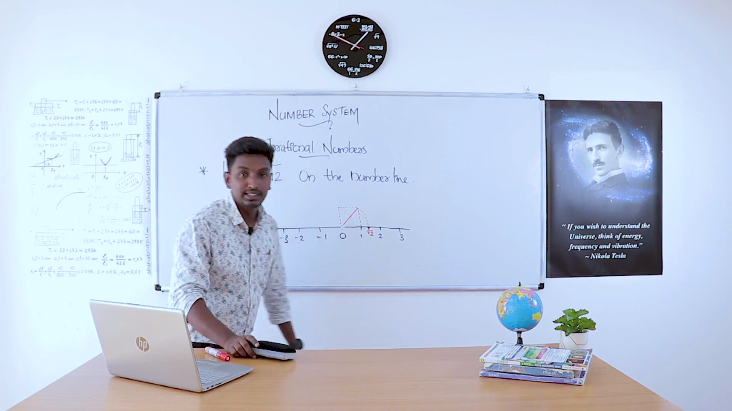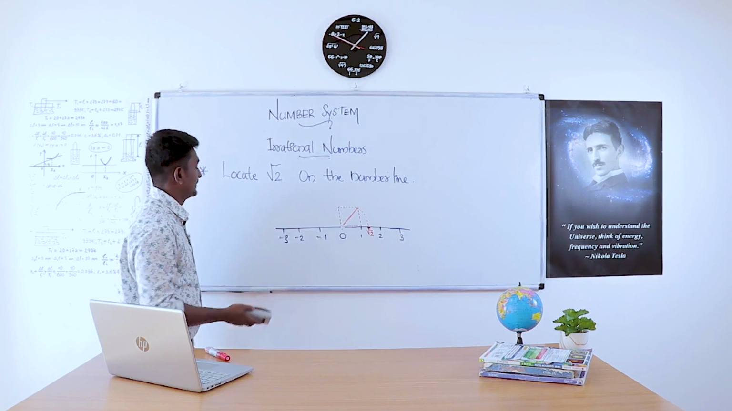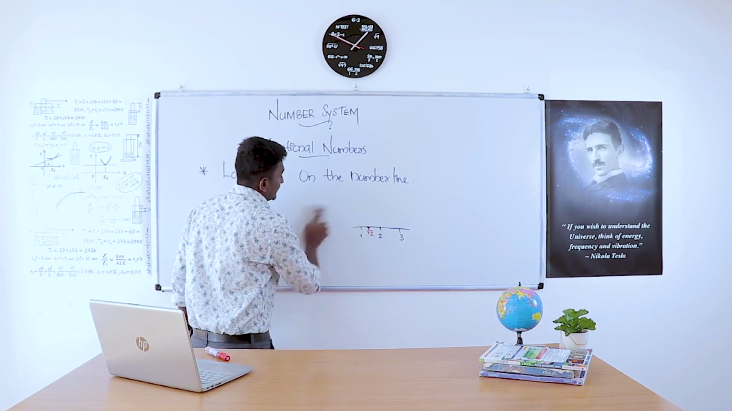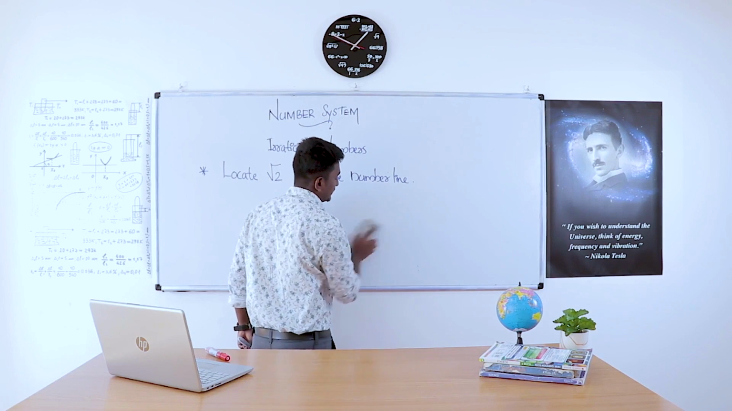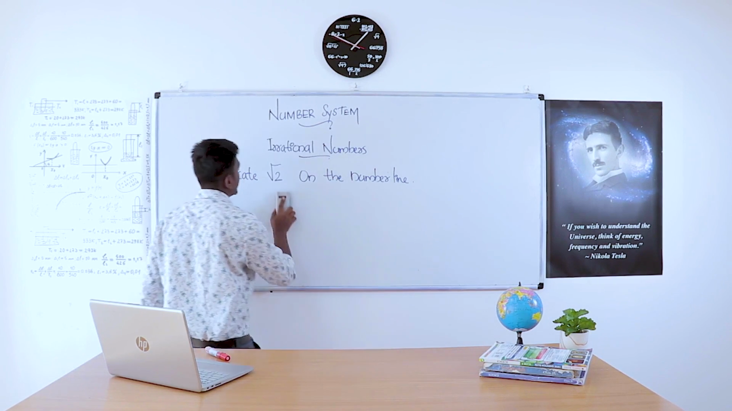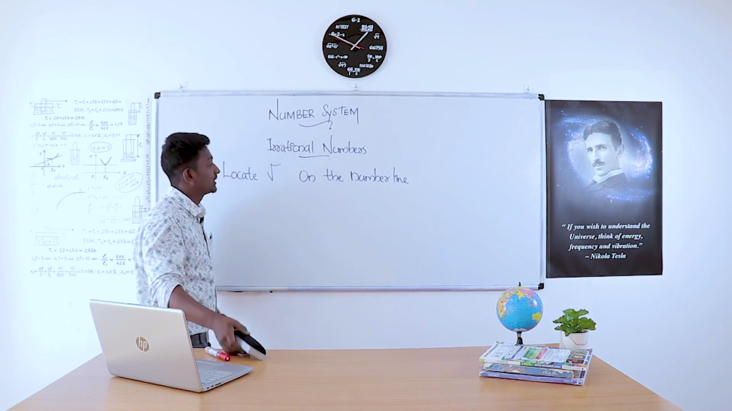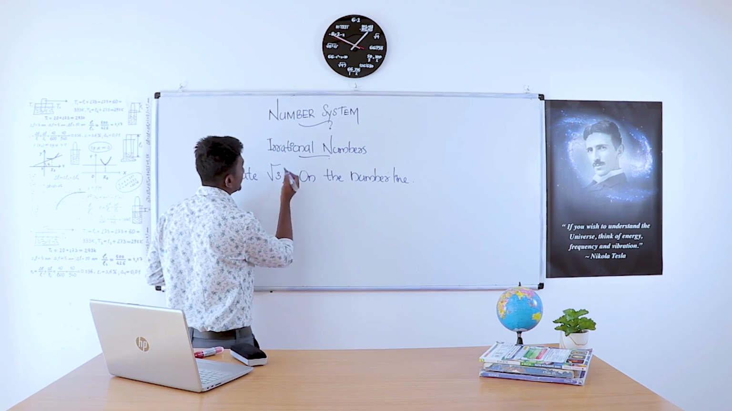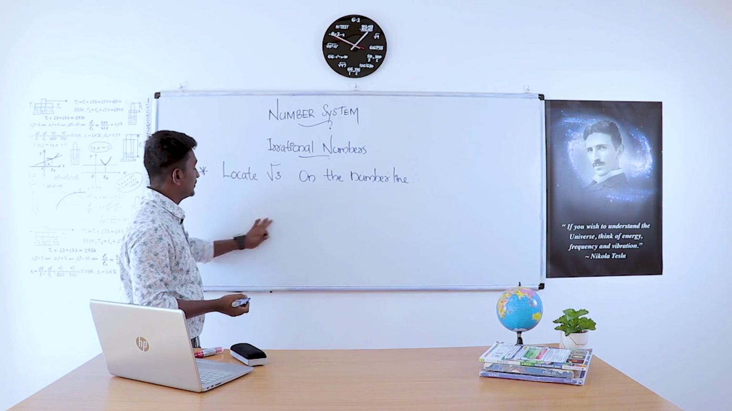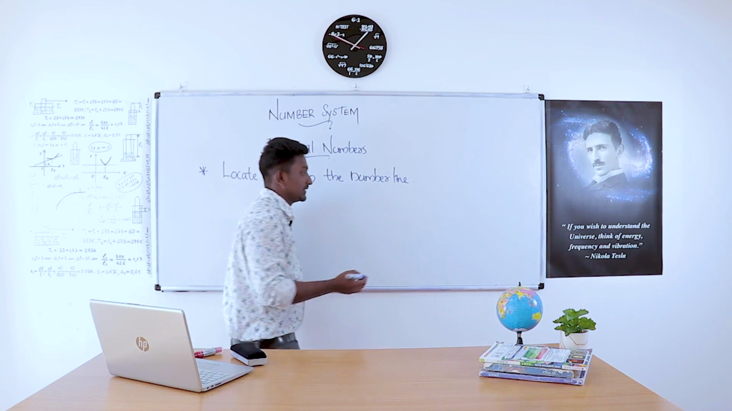Now, I think it's clear how to locate root 2 on a number line. I should solve a few more questions to make it easy for you. Now locate root 3 on the number line. How will you locate root 3?